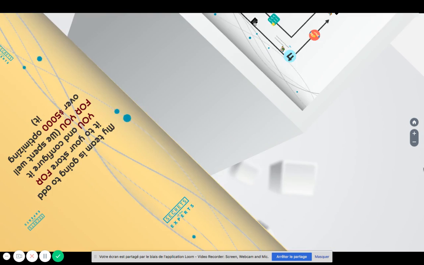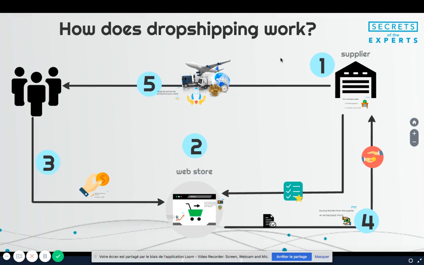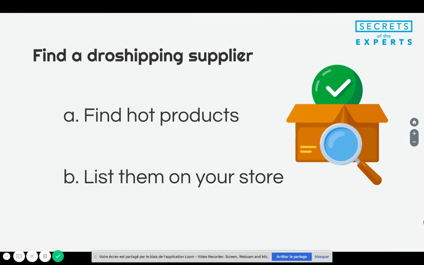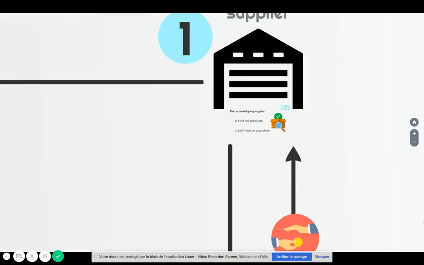There are other advantages that you can discover in the video about dropshipping. So let's see how that works. This is the whole process. I'm going to go very quickly on each part of the process, and then afterwards I will tell you where Shopify actually is within this process. Step one is finding a supplier. You'll find a wholesaler who has really hot products that you want to sell, and then you're going to list them on your store.